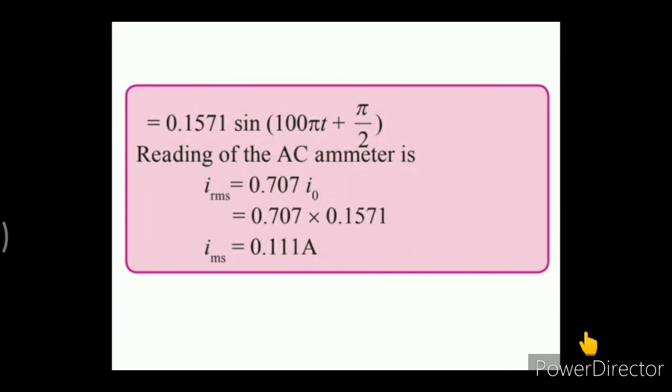And also we can conclude that the current and EMF are both sinusoidal in nature with the same frequency, and the capacitor blocks DC and acts as an open circuit, while it passes AC of high frequencies. The opposition offered by the capacitor to the flow of alternating current is called capacitive reactance, denoted as XC, and XC is equal to 1 upon omega C is equal to 1 upon 2 pi F C, where F is the frequency of the AC supply.